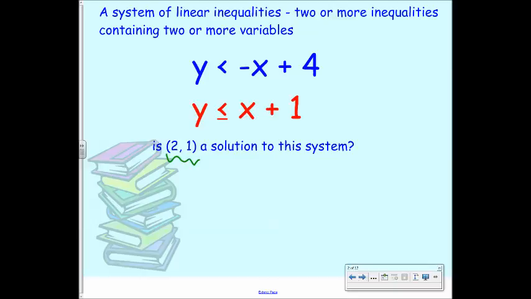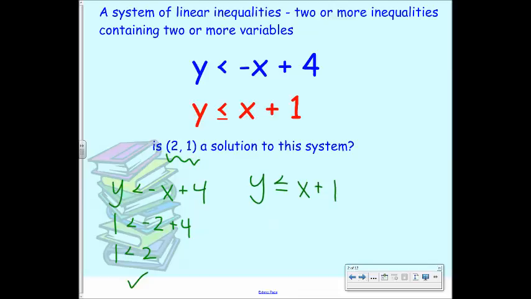So let's put it into the blue one. Where does the 2 go? And 1 goes in the 1 less than negative 2 plus 4. What's negative 2 plus 4? 2. Is this true? 1 is less than 2. Yes, good. All right, now the red one. Y is less than or equal to x plus 1. What do we plug in for y? 1. What do we plug in for x?